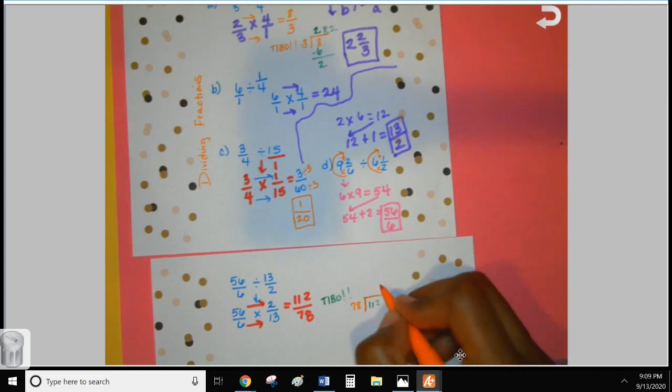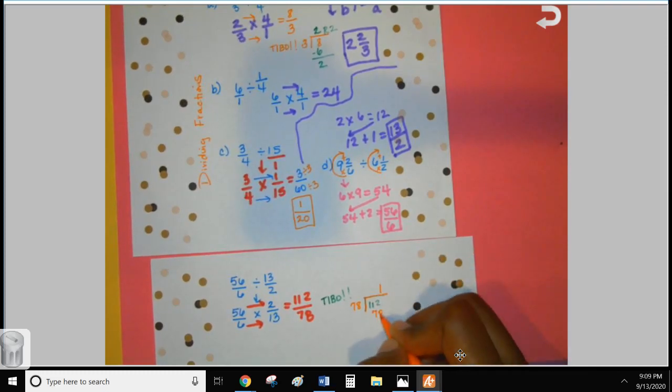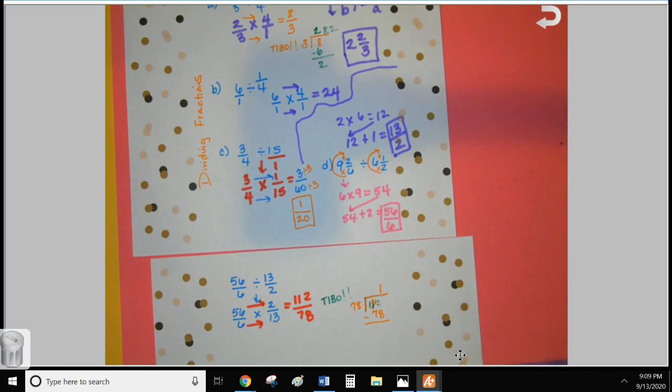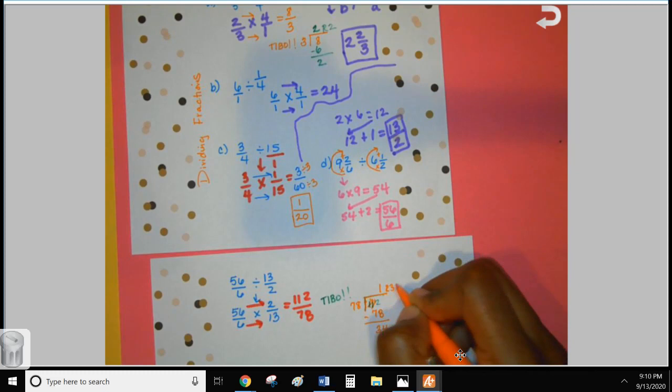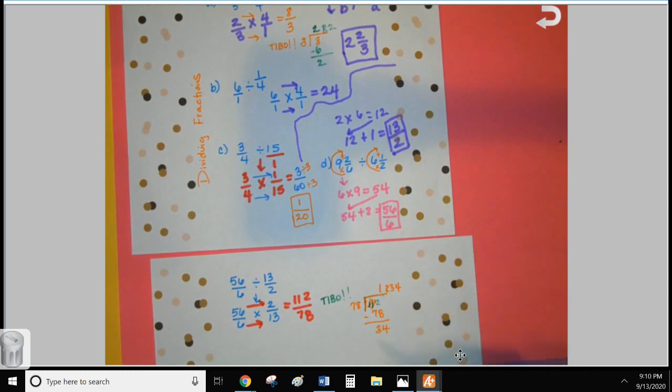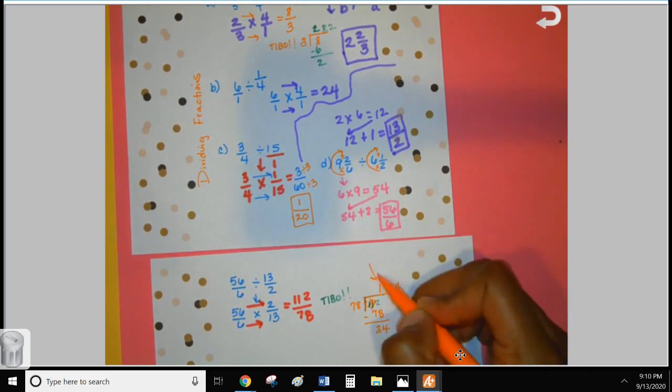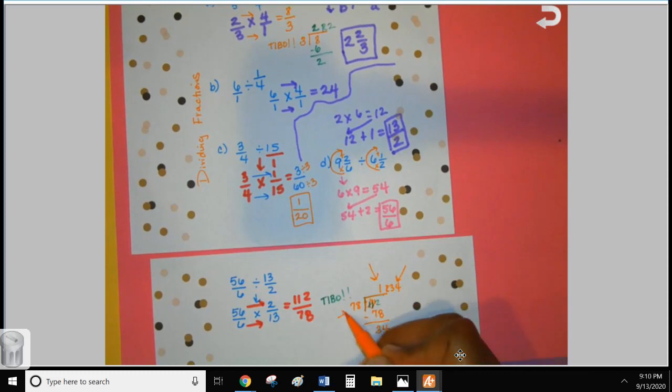I would say 178. I have to borrow, that becomes 0, that becomes 12, 8. That's a 4. Borrow from this, that becomes a 10. Right? 10 minus 7 is 3. So I have a remainder of 34. So my final answer is going to be, remember, quotient, remainder, divisor, 1 and 34/78.